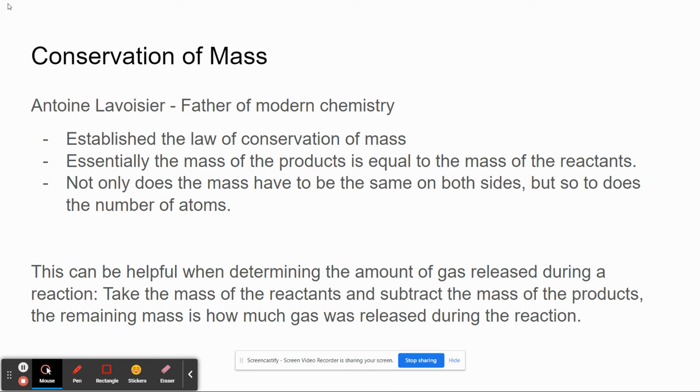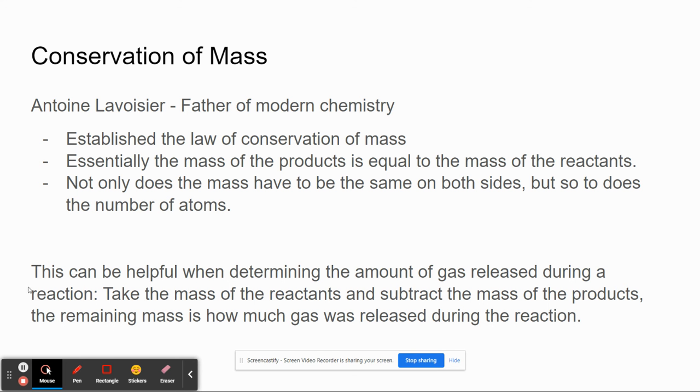And so he was able to figure out that the mass of the products is equal to the mass of the reactants. All right, and not only is the mass the same, but the total number of atoms are the same as well. So both sides of the equation have to be equal. And this is going to be helpful for us because we're going to do a lab where we have to figure out how much gas is released.